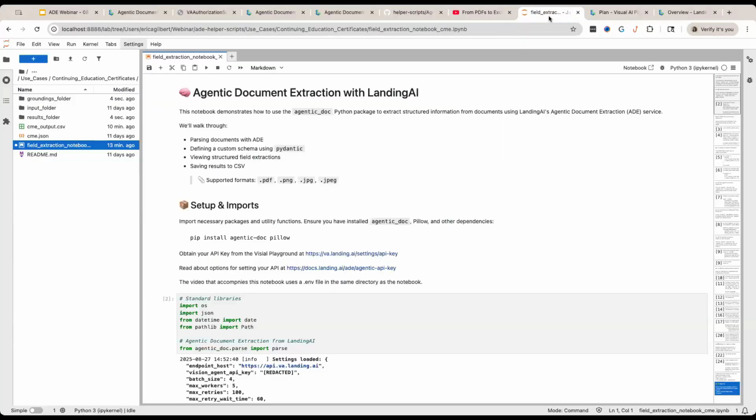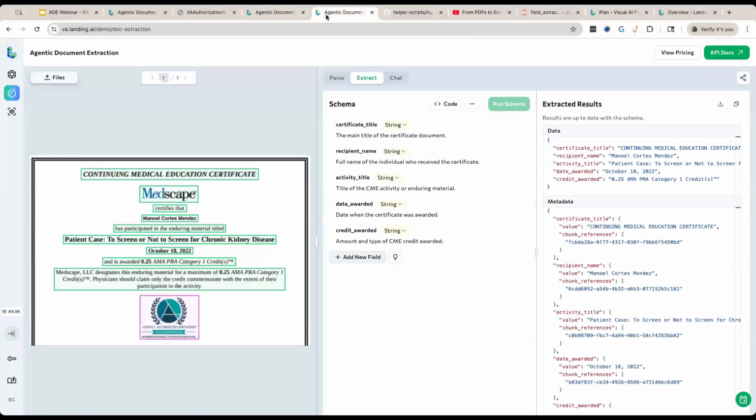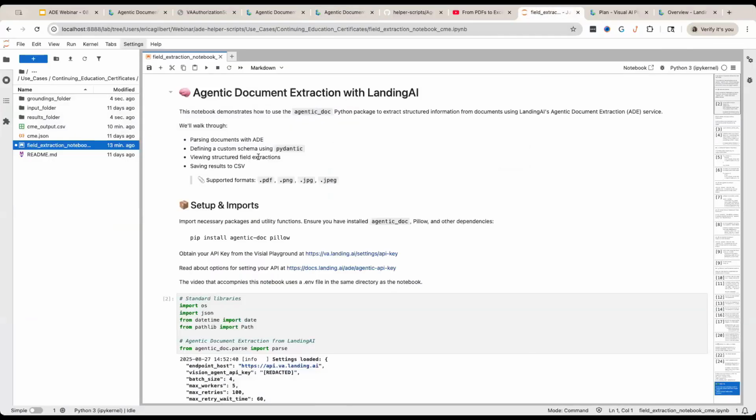But here you can see I have that same notebook pulled up in Jupyter Lab on my local machine. So this is my directory here. And what we'll see is parsing through those certificates with ADE. We'll use the custom schema that we identified here, and then view those extractions and save those results to a CSV.